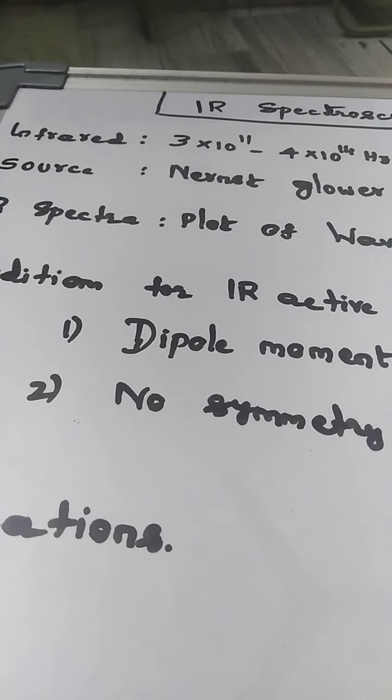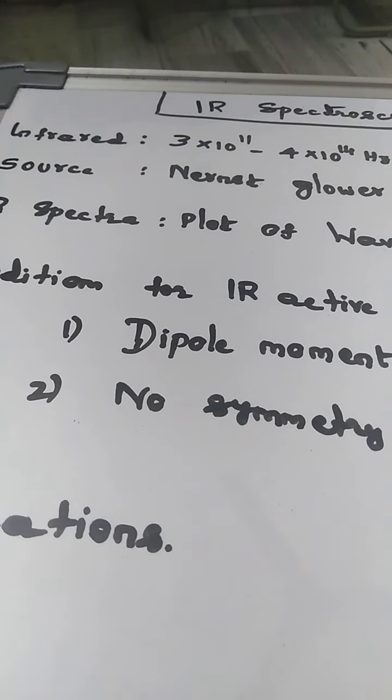Next, let us see what is the working principle of IR spectra or how IR spectra is generated. As we all know that organic compounds are made up of molecules, molecules are made up of atoms, and atoms are connected together through covalent bonds. Each bond is vibrating at a certain frequency.